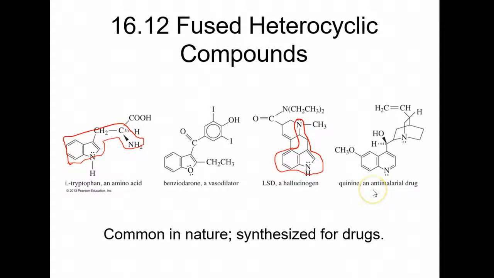Quinine is an anti-malaria drug. It's also found in tonic water. A lot of people don't like to drink tonic water because it has a bitter taste, and that's because of quinine. This compound is in your tonic water. It actually has a bluish glow to it. If you've ever taken tonic water and exposed it under a black light, it will have this bluish hue to it.